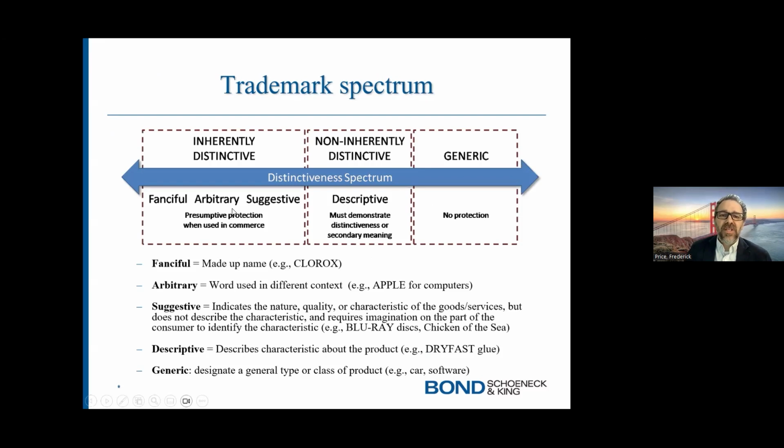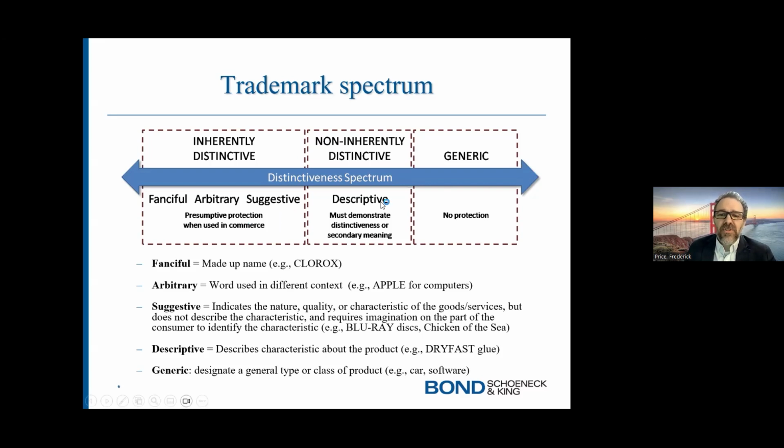So this is the distinctive spectrum. You want to be on the left-hand side. Okay, you want to pick or make up a fanciful name, such as Clorox for bleach. That's automatically distinctive. So is an arbitrary mark. You're going to meet that first requirement. For example, use of Apple for computers. That's an arbitrary use of a mark in conjunction with an unrelated good or service.